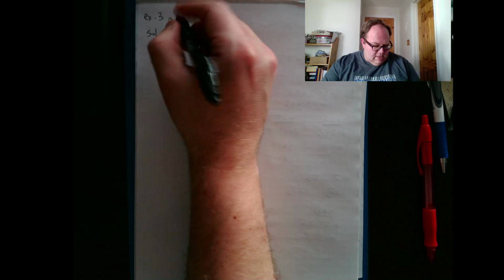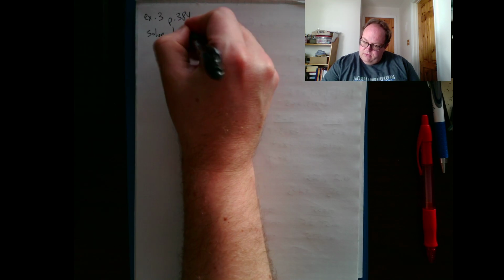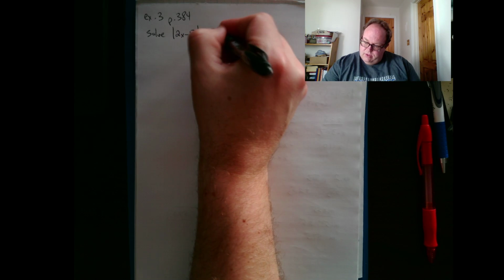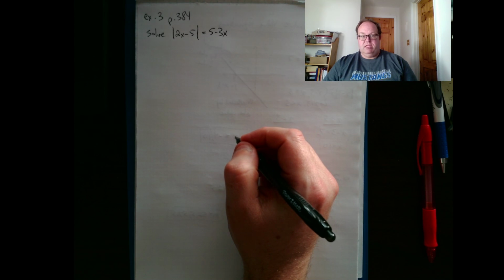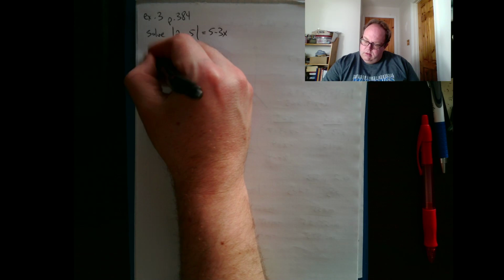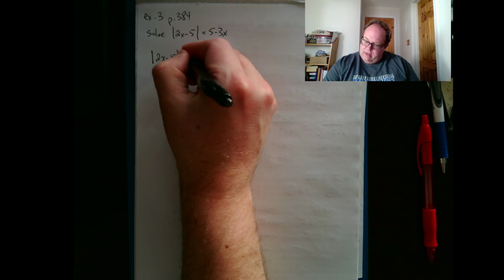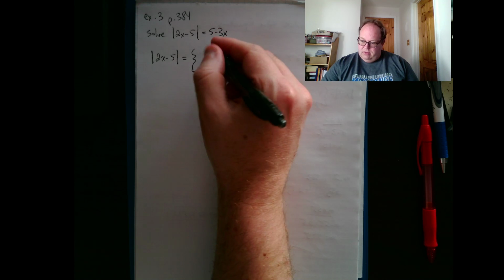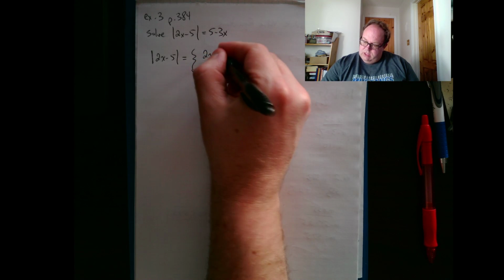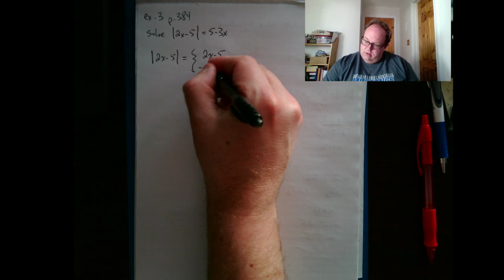This is example 3 on page 384. And we're being asked to solve, when does the absolute value of 2x minus 5 equal 5 minus 3x? As before, your first step is going to write this as a piecewise function. So what does 2x minus 5 look like as a piecewise function? Well, we already know what the two parts are going to have to look like. It's going to be unchanged or reflected.